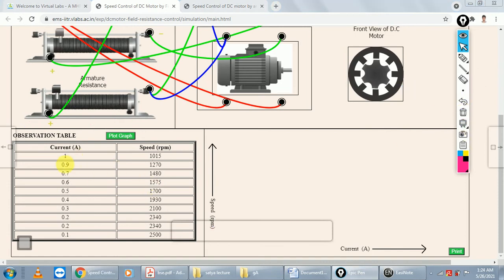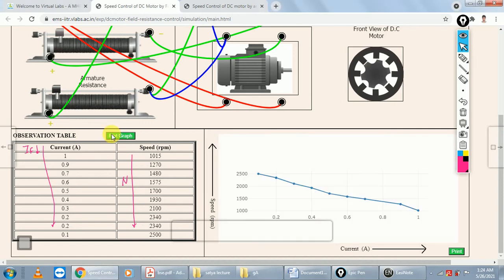So this is your observation table. Okay, current is 1, your armature speed is 1015 rpm. So when we decrease the value of IF, this is the IF value, IF decreases, so your speed increases, so N increases. Okay, so next click on plot graph. This is your graph.